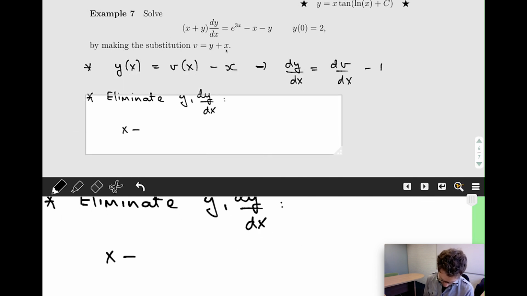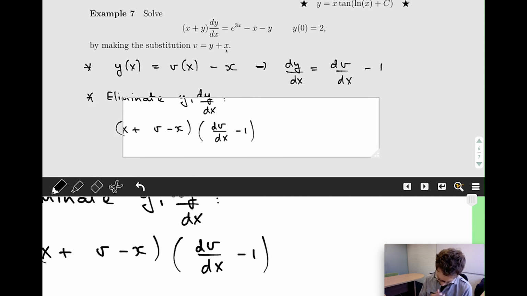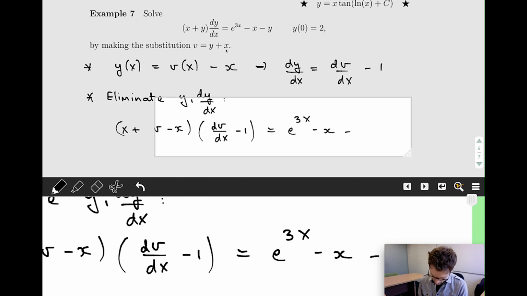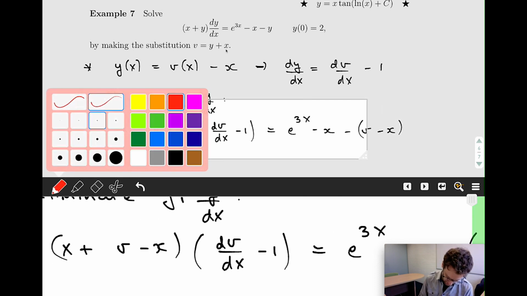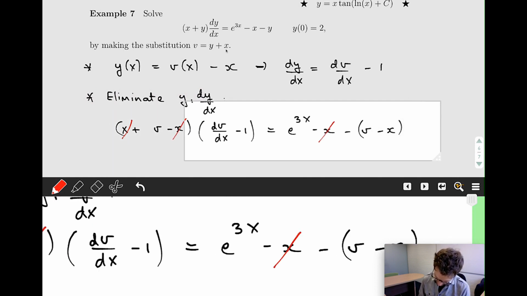So now we're going to use that to eliminate y and dy/dx from my ordinary differential equation. So I've got x plus, we saw that y was v minus x, times dy/dx, which we saw was dv/dx minus 1. On the right hand side we've got e^(3x) minus x, and we saw that y was v minus x. You can see we've got some cancellations here. The x and the minus x there will cancel. And I actually have a minus x and a minus times minus, which is going to give me a plus, so those two will cancel.